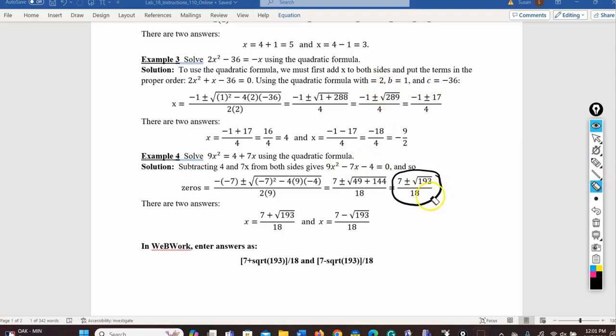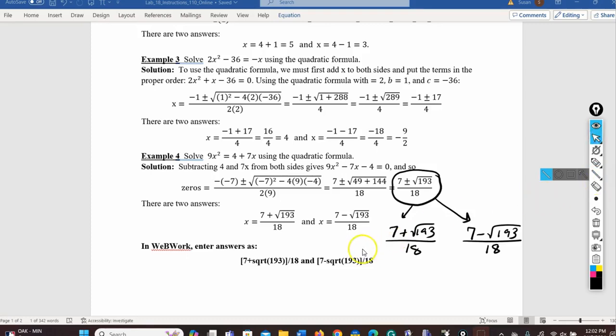It is not nice. So there are two answers, and one answer is when you use the positive sign, and the other answer is when you use the minus sign. Now, if you are asked to put this into a WeBWorK problem, these are your answers. And in WeBWorK, you want to enter these, and you wouldn't actually write "and", you would type a comma to separate them.